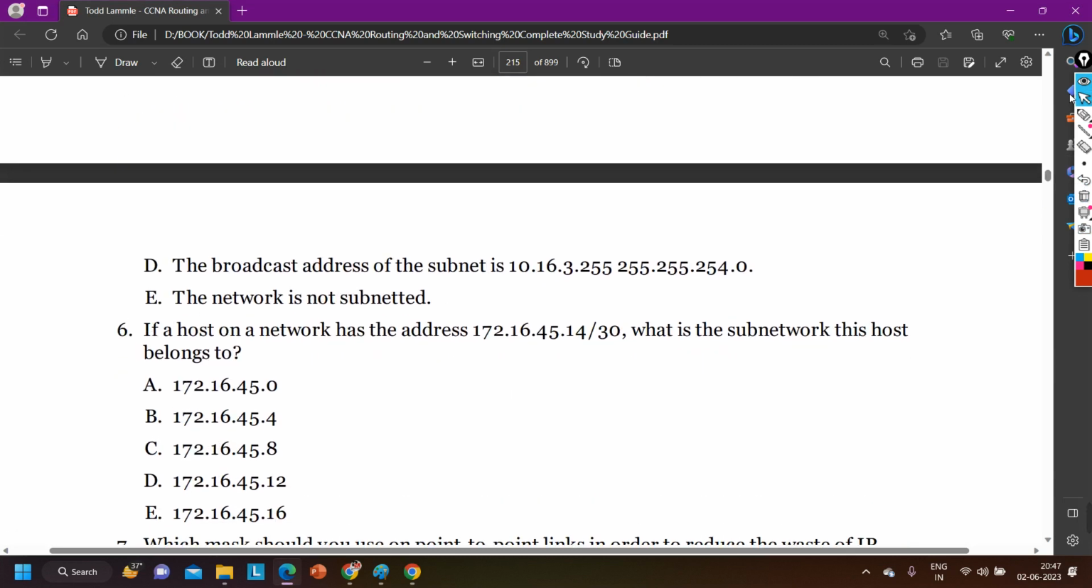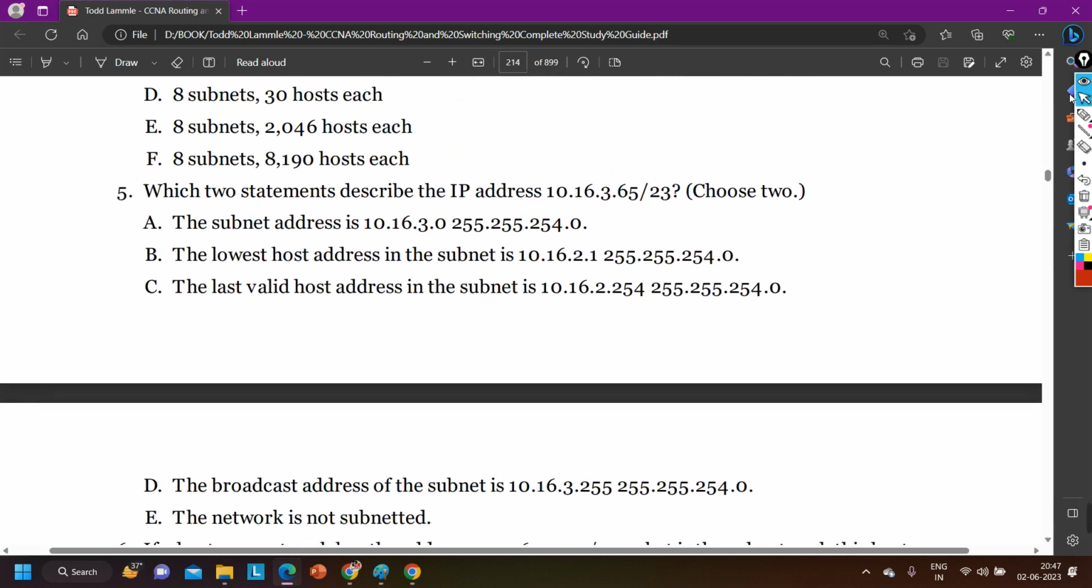Like this, you can solve other questions as well. If you want to solve with me, let me know, or you can solve it by yourself. You already have this book I have shared through Drive.